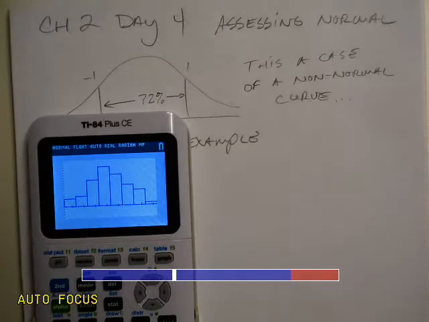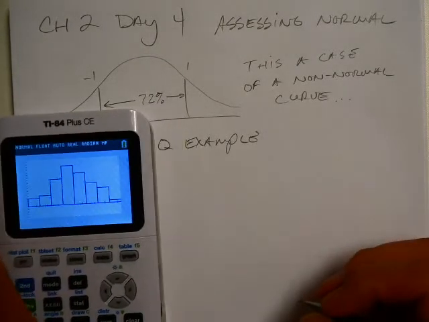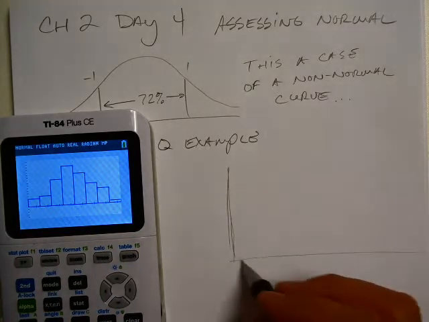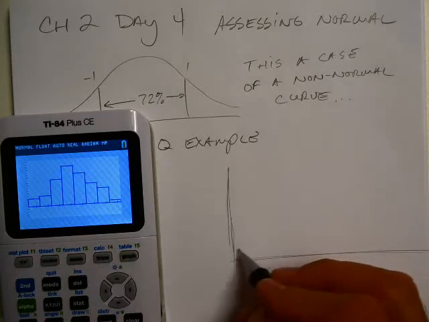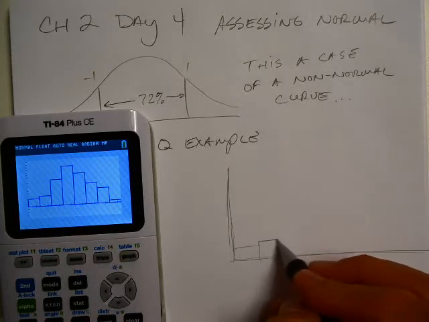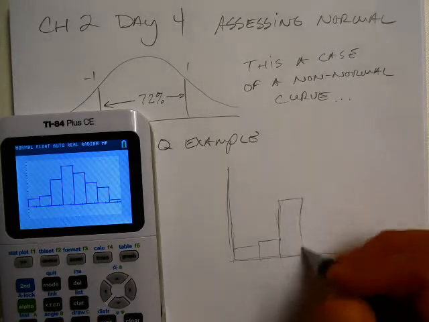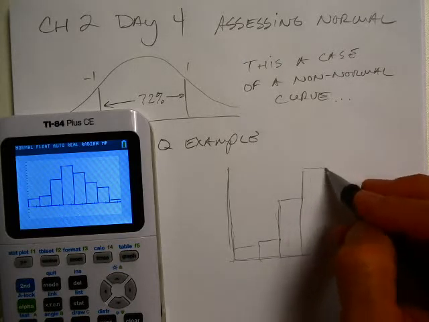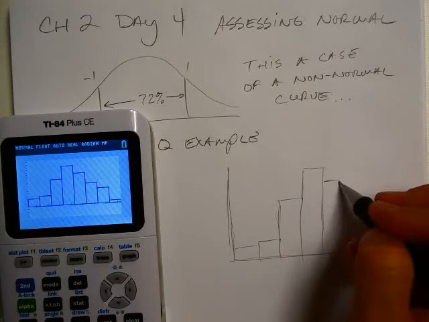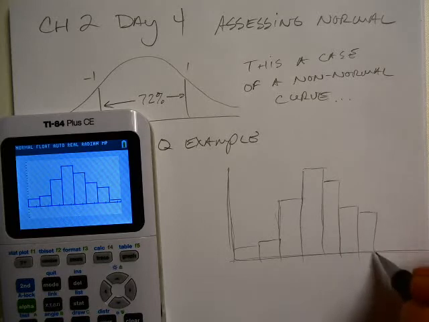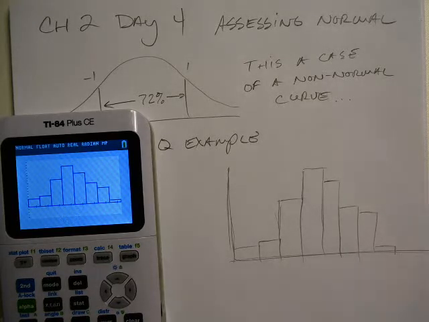I'm going to sketch that, just a simple sketch. I'm not going to worry too much about anything other than a simple sketch. And it looks something like this. So the histogram certainly has an approximately normal look to it.